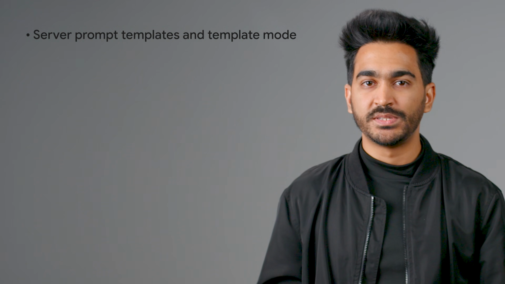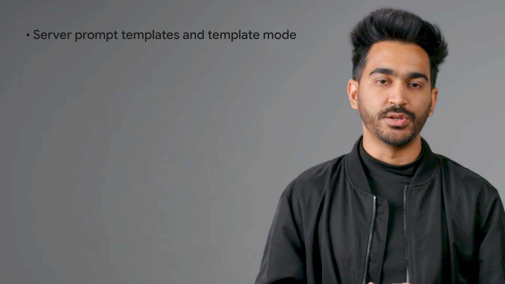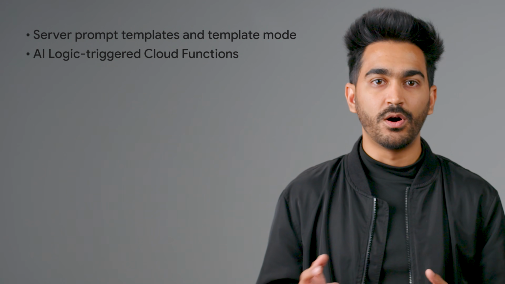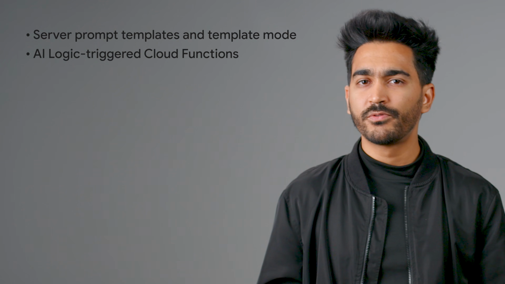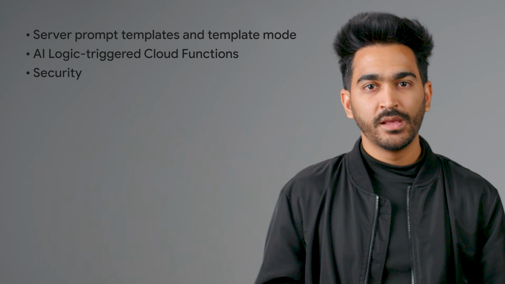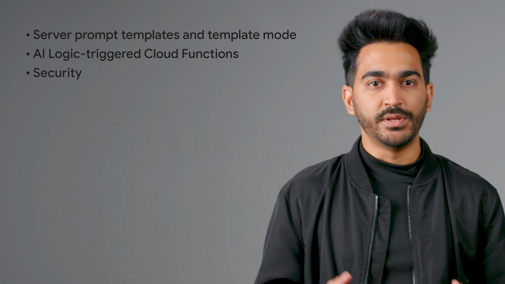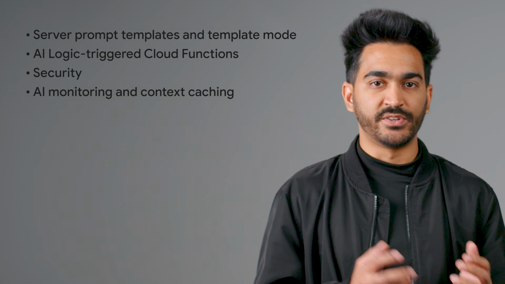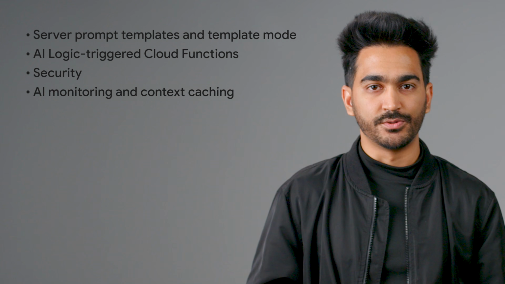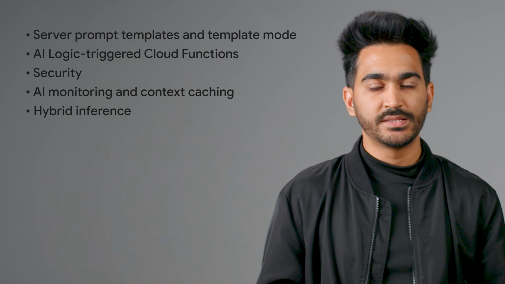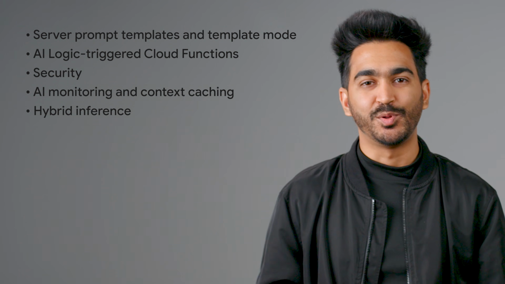So let's recap. In this video, we showed you how you can use server prompt templates and template mode for securing and managing your prompts. We demonstrated how AI Logic triggered cloud functions allow you to augment calls with your own custom business logic. Of course, security is a crucial feature for all apps, even more so for AI features. Firebase AI Logic provides defense in depth security you don't have to build yourself. Once you go to production, you can use AI monitoring for observability and context caching for cost control. And finally, hybrid inference allows you to run AI workloads on devices across Android, Chrome, and now Apple platforms.